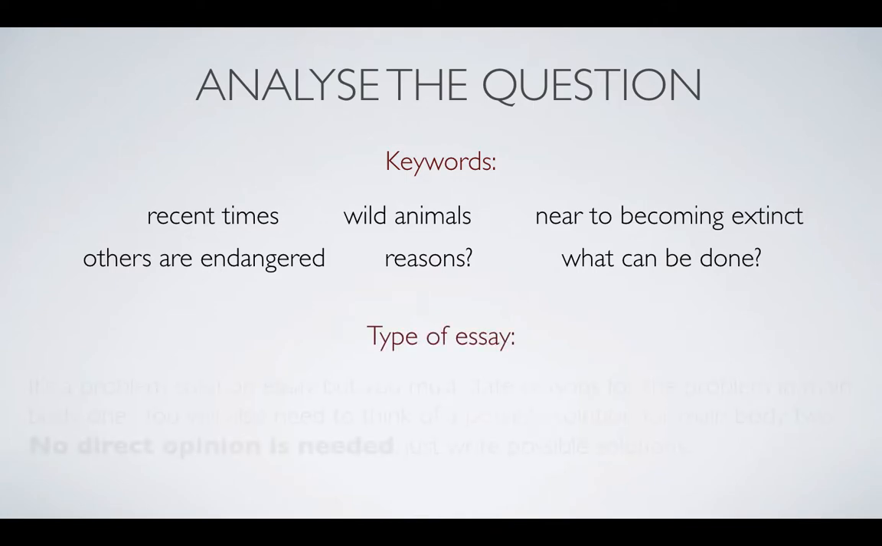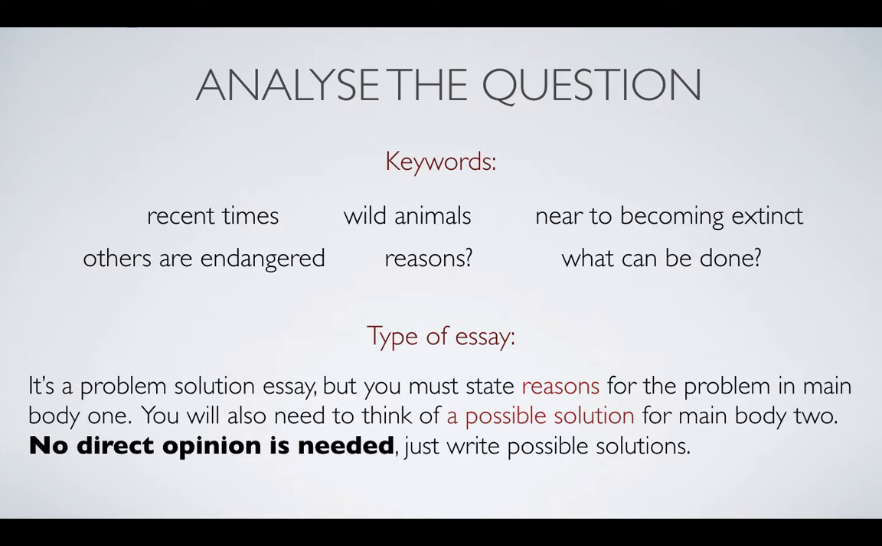So the type of essay, it's a problem solution essay, but the key point here is that you must state the reasons, because the task question asked for what are the reasons for this. So the reasons for the problem, now that would be in main body 1, and you'll also need to think of a possible solution that you would put in main body 2. And no direct opinion is needed. So in this case, I'll just write possible solutions or a solution.